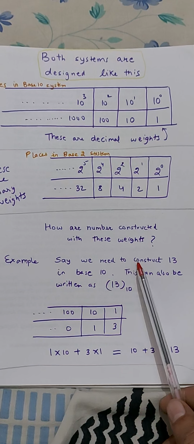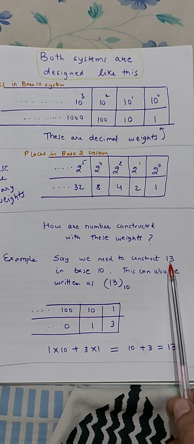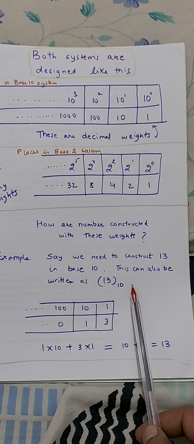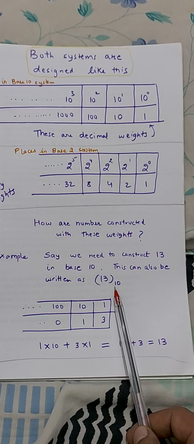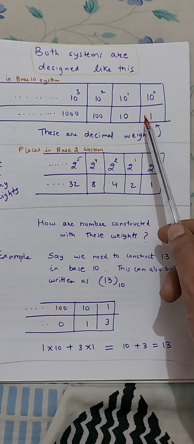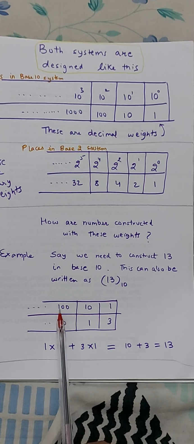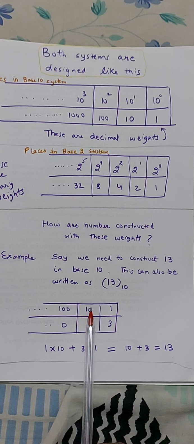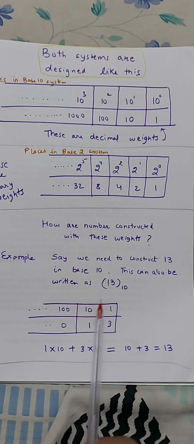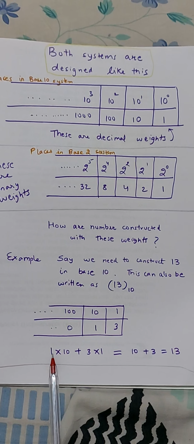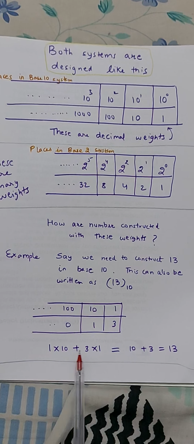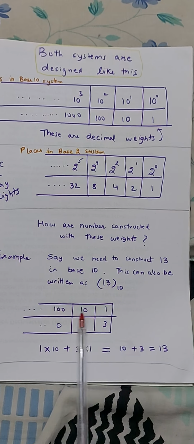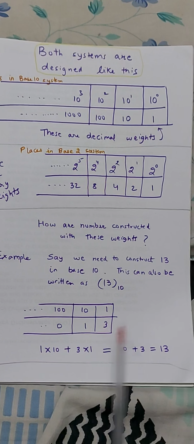So for an example, we will need to construct 13, which is in base 10. Rather than writing this line, we can straight away write this, and this means that we are trying to write the number 13 with base 10. How would we do that? We have this table with us, the weights. We choose these weights with the numbers. So how many tens do we need to create 13? We need 1 ten, and we need 3 ones. So we get 1 ten plus 3 ones, which gives us 13. So this is how weights are used to construct decimal numbers.